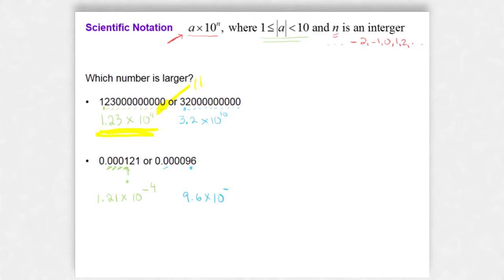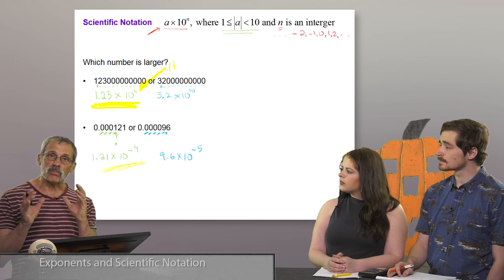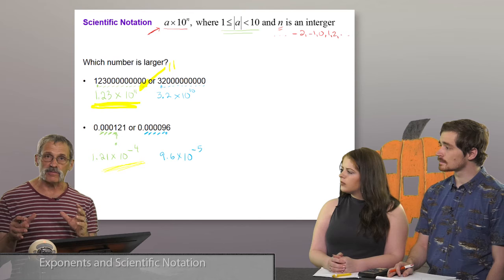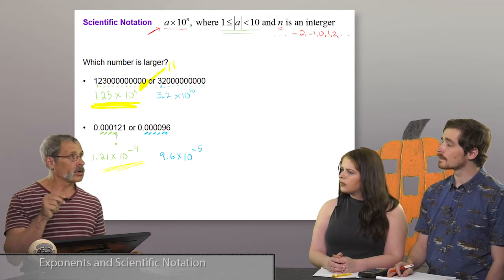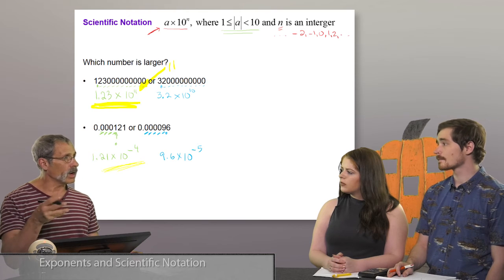And I count over to that space past the 9. And how many spots do I count? 1, 2, 3, 4. I want to say what? 5. So when your numbers are less than 1, you're using negative exponents on the 10. Which number is larger? Well, again, it's the first one because you're thinking 10 to the negative 4. That's going to be a larger number than 10 to the negative 5, because that would be 0.0001 versus 0.00001.